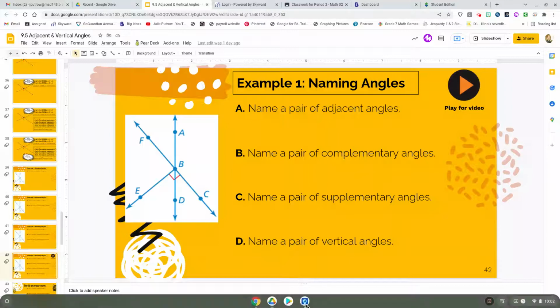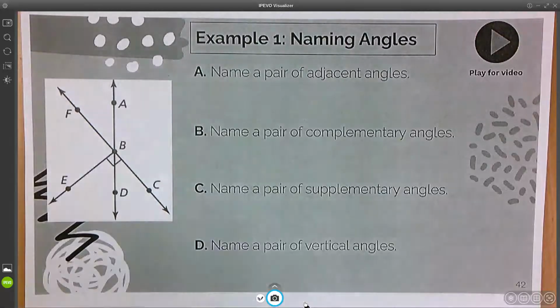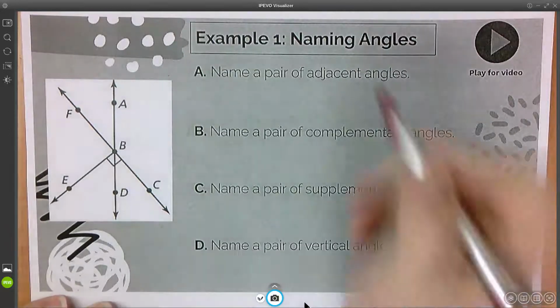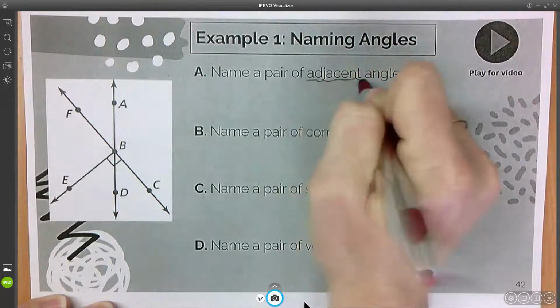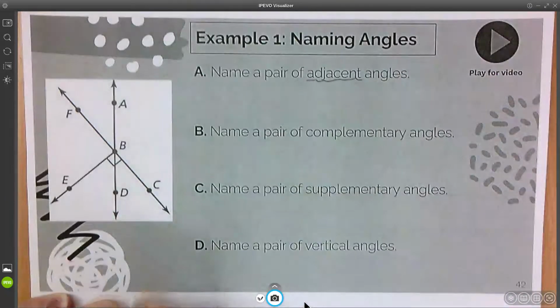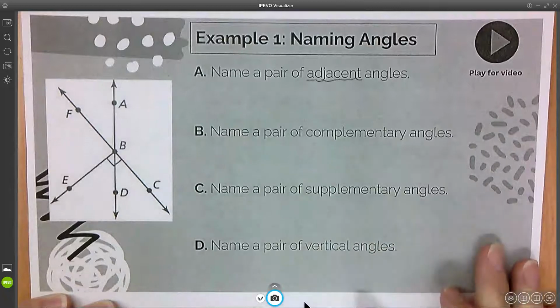In our example here, we were naming different types of angles. In question A, they asked us to name a pair of adjacent angles. And adjacent means next to, right? So we're jumping over a ray, because they share a ray since they are next to one another.